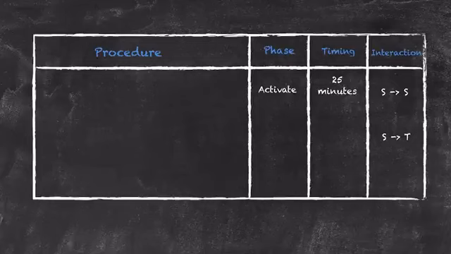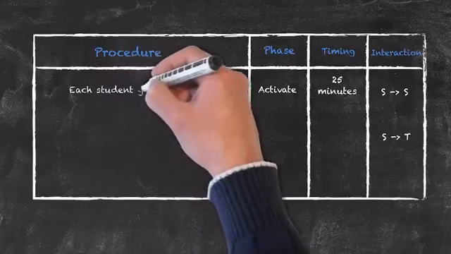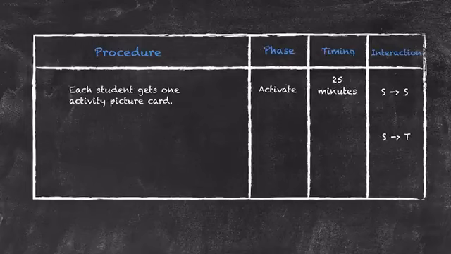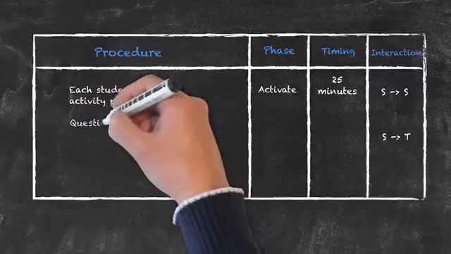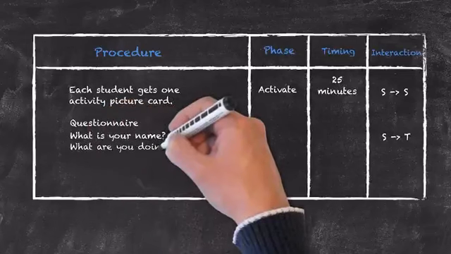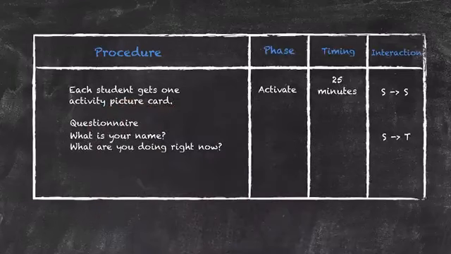So an example here, each student is going to get an activity picture card, and on there will just be a simple cartoon type picture showing some form of action taking place. So for example, it may show someone fishing, it may show someone playing football, and so on and so forth. They're also going to get a questionnaire, and on that questionnaire there's going to be 2 questions that they're going to ask each other. What is your name and what are you doing right now? And each student will get up and it will be a mill drill process where they find out the person's name and what they're doing right now.